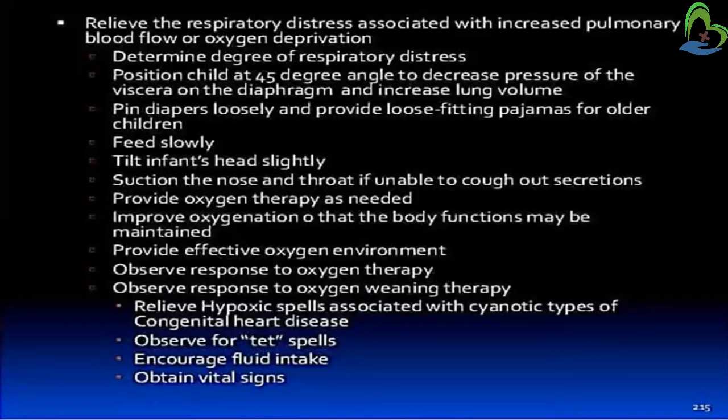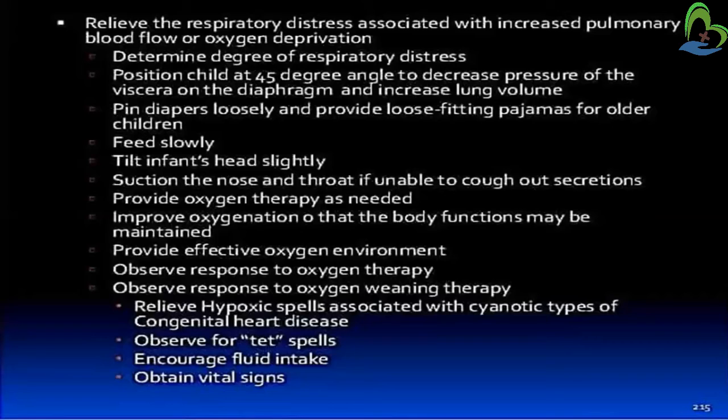Then improve oxygenation so that the body functions may be maintained, and provide an effective oxygen environment. That is, we have to keep the child in an environment with good ventilation. Then observe response to oxygen therapy. After giving oxygen therapy to the child, we have to observe the response of the child. Then observe response to oxygen weaning therapy. Oxygen weaning means that after giving oxygen therapy, either by mask or ventilator, after some time we stop that therapy and then observe the response of the patient. That is called oxygen weaning therapy.